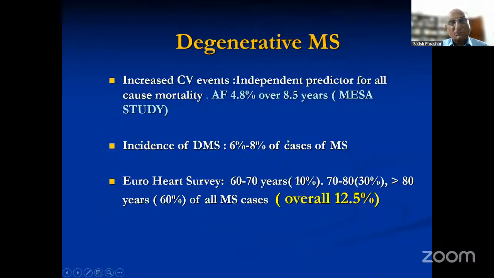Now, this is not that uncommon, and in one of the big surveys, they found that the overall incidence of degenerative mitral stenosis was 12.5%. And this increased as the age increased, but the average was about 12.5%. Hence, it is not that uncommon.